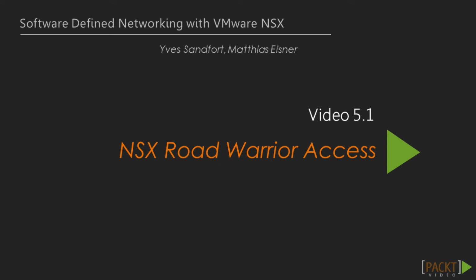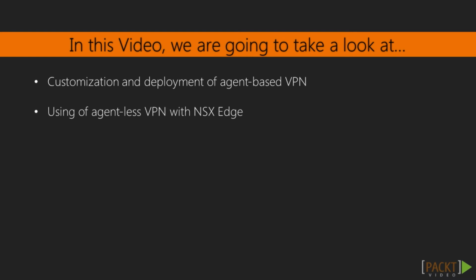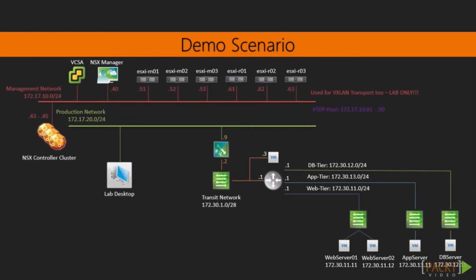NSX Road Warrior Access is going to be our first example. We are going to take a live demonstration to take a closer look into the access we can provide with the SSL VPN feature. For that, in this video, we are going to take a look at how to customize and deploy agent-based VPN, and we are going to take a look at the agentless VPN features provided by the NSX Edge. In this live demo scenario, we are going to enable VPN Road Warrior services as part of the NSX Edge Services Gateway. For this, we are going to enable the service, create an IP pool and add the installation packages.